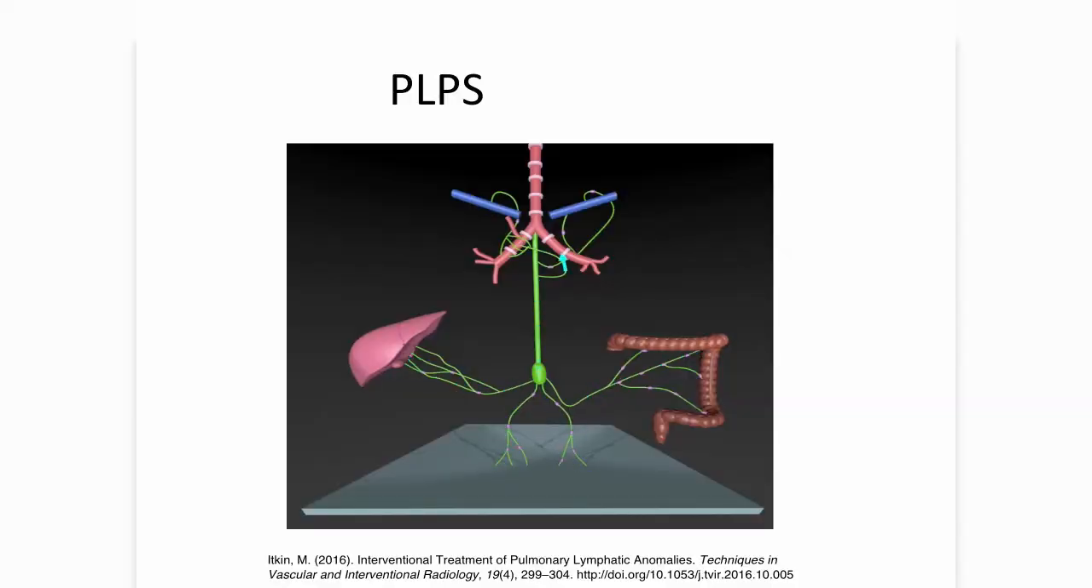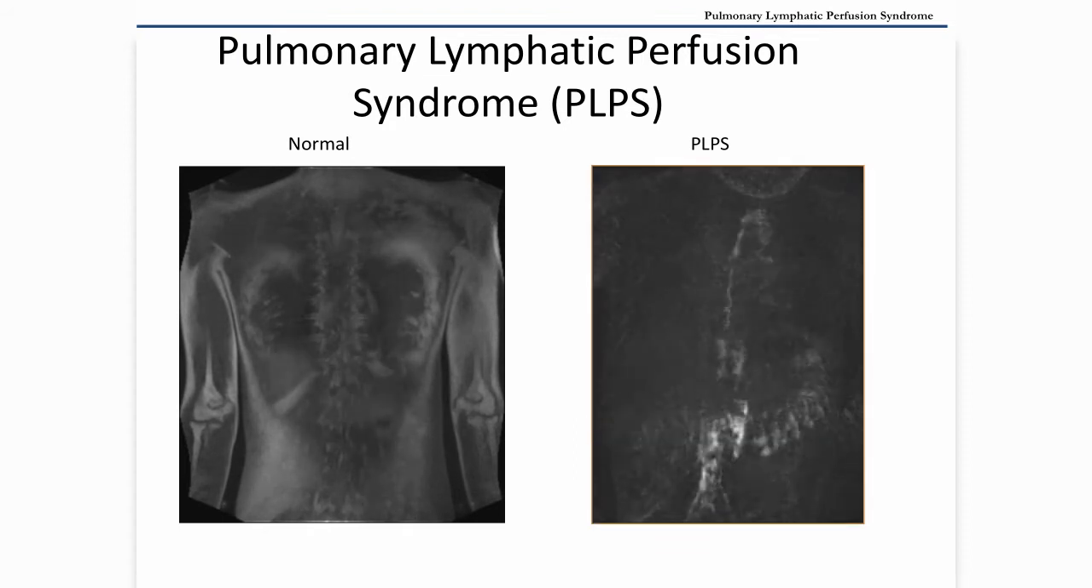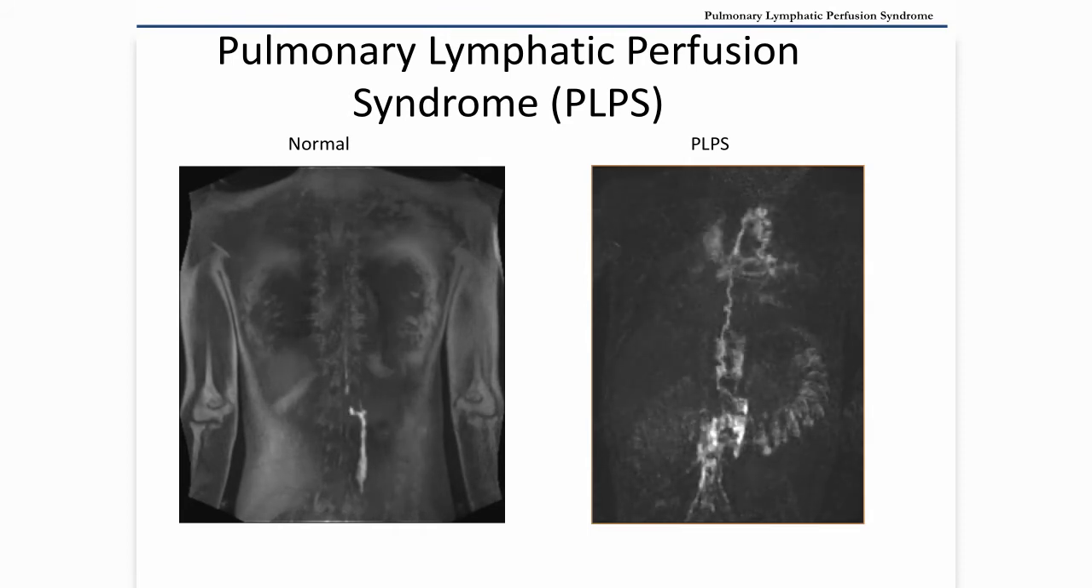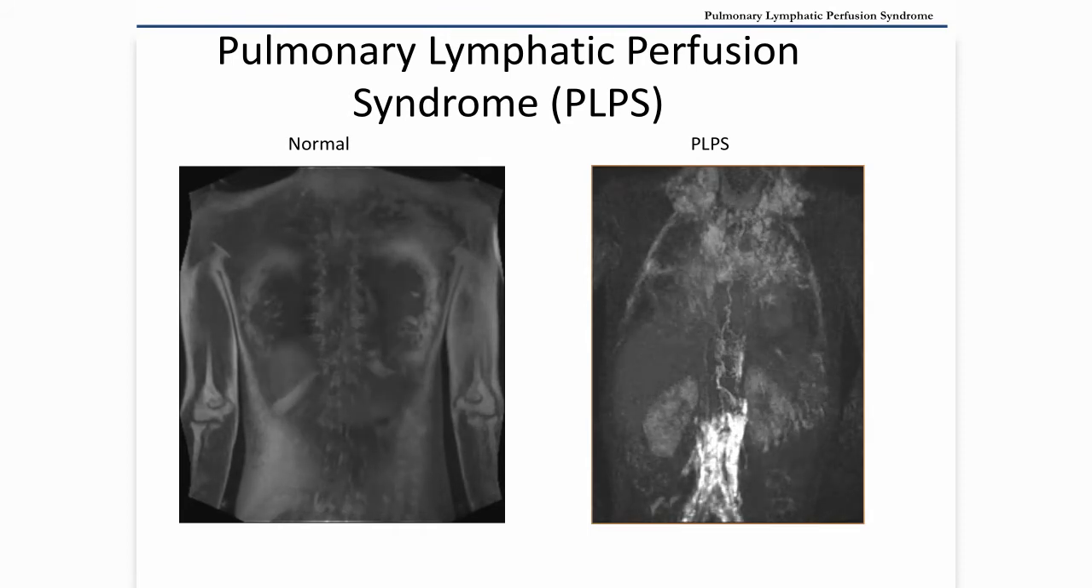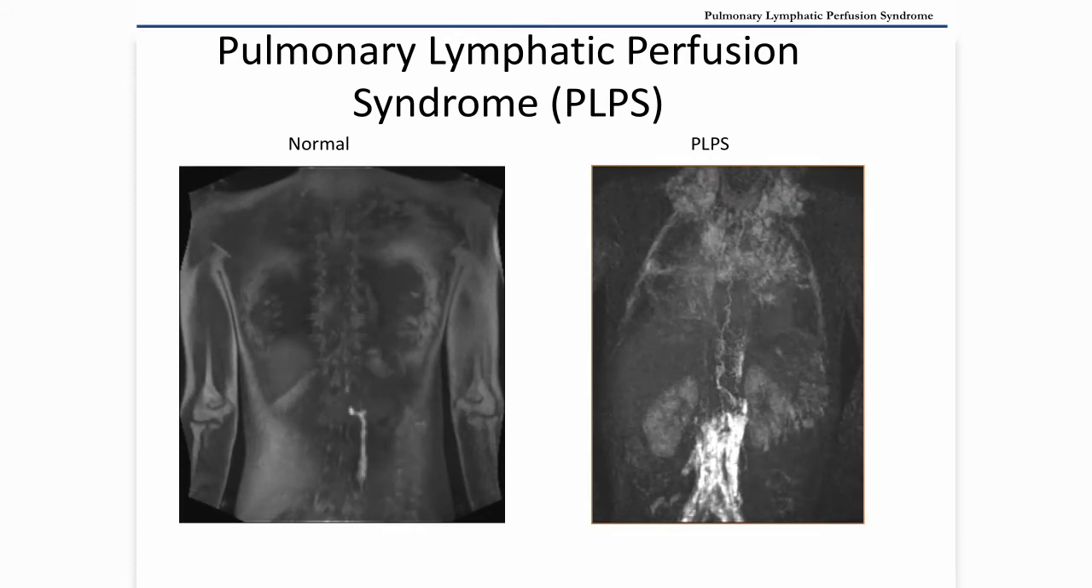This is just a schematic representation of the same situation. Lymph, instead of going up the thoracic duct all the way, ends up in the bronchi. This is how it looks on MRI. On the left, it's normal. On the right, it's pulmonary lymphatic perfusion. In this case, it's a kid with plastic bronchitis.